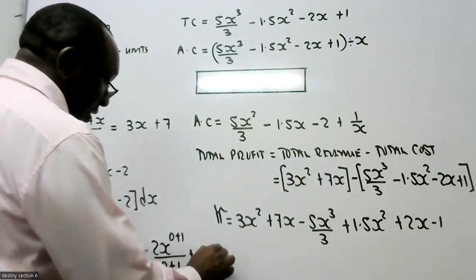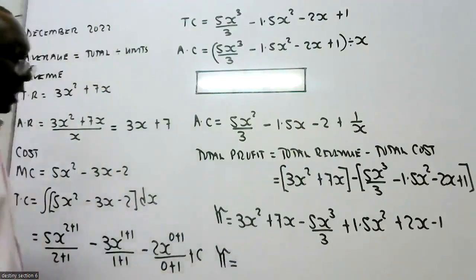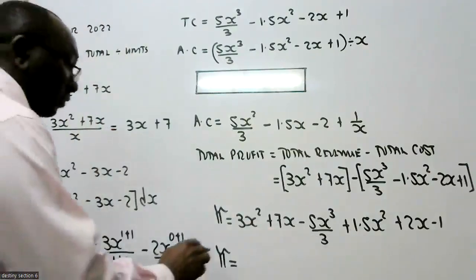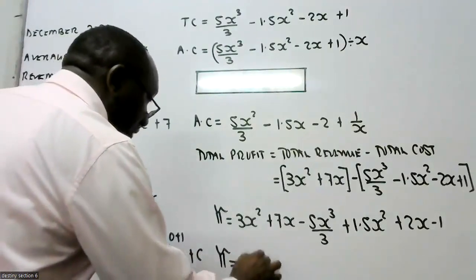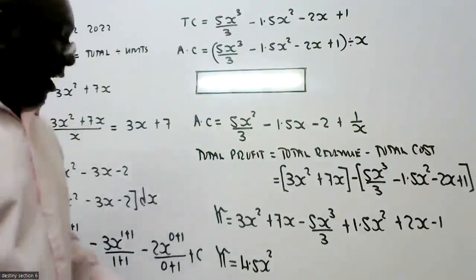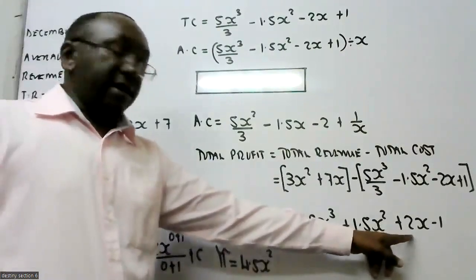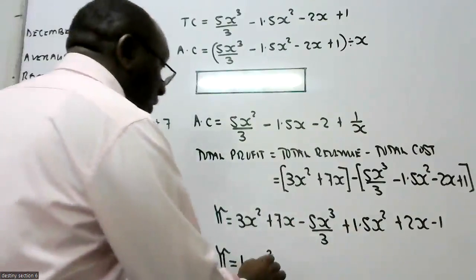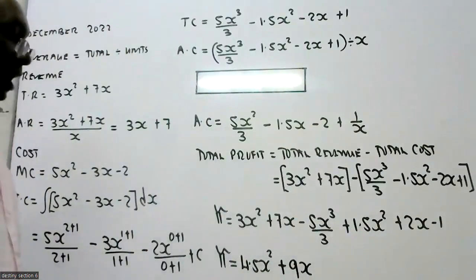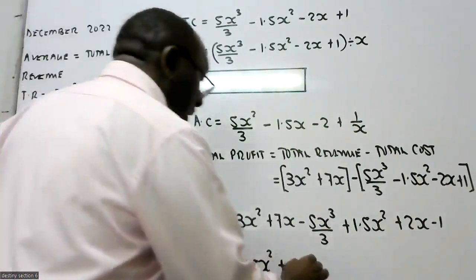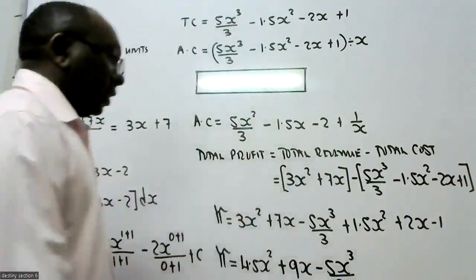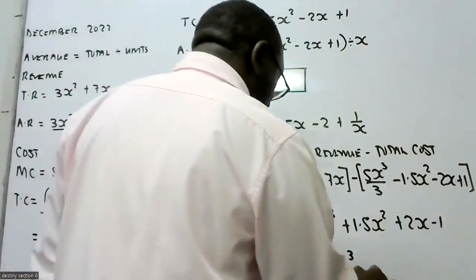Putting the like terms together, we get that pi: this square here joins this one here, and when they join, we are left with 4.5x squared. Then this 7 here joins these two here, and in so doing we get plus 9x. Then this cube here is on its own, minus 5x cubed out of 3. And this one is on its own, minus 1.